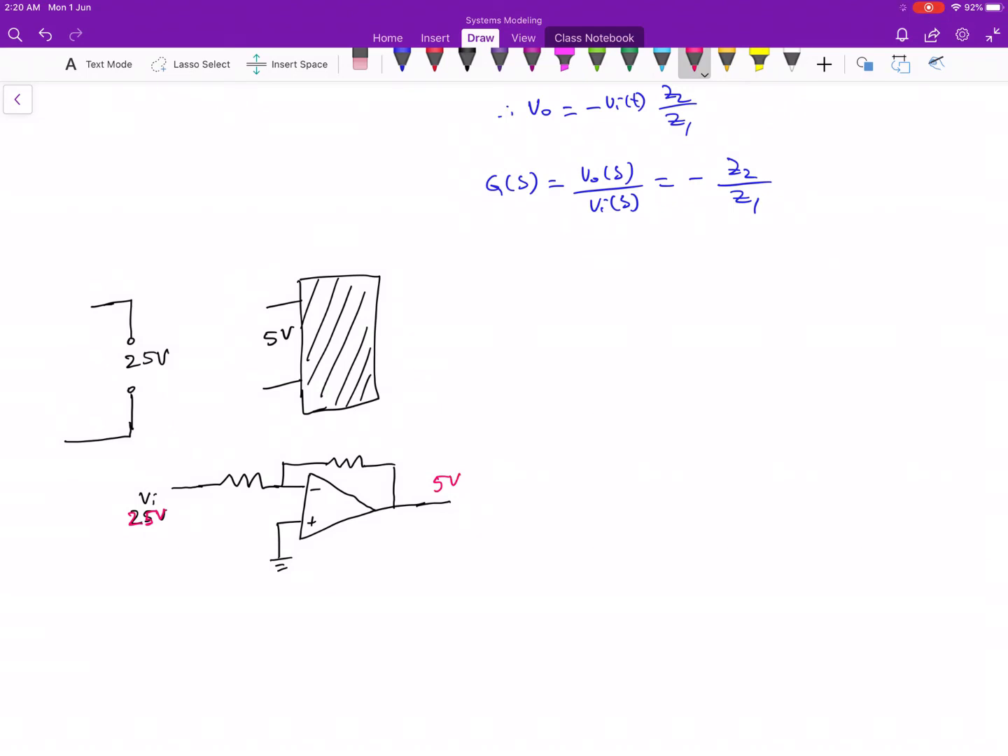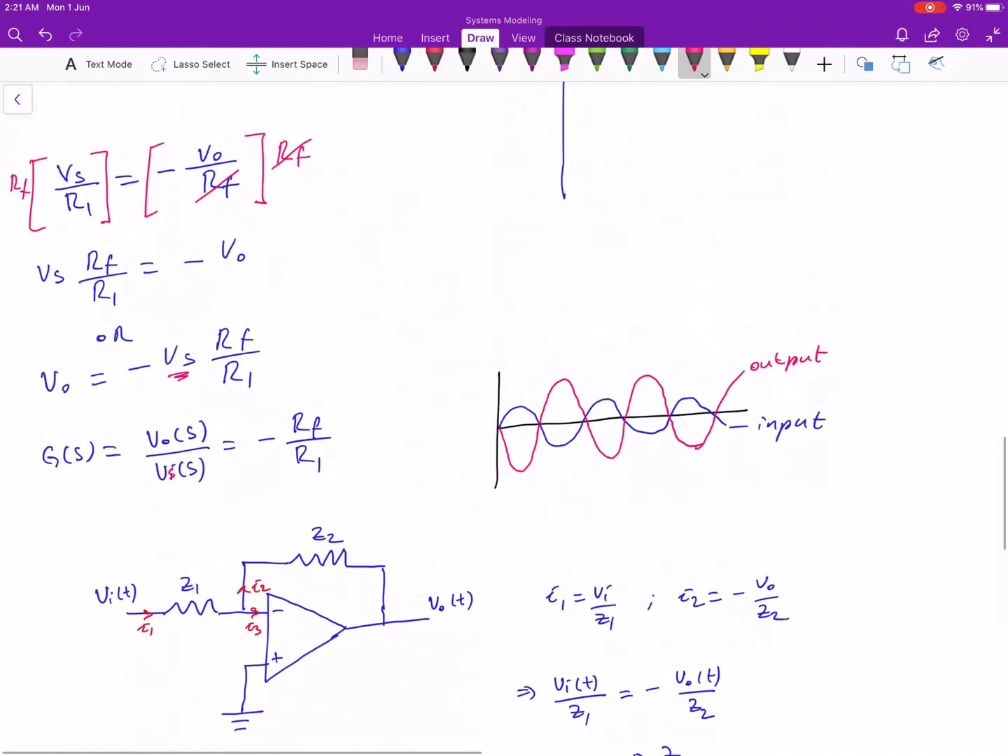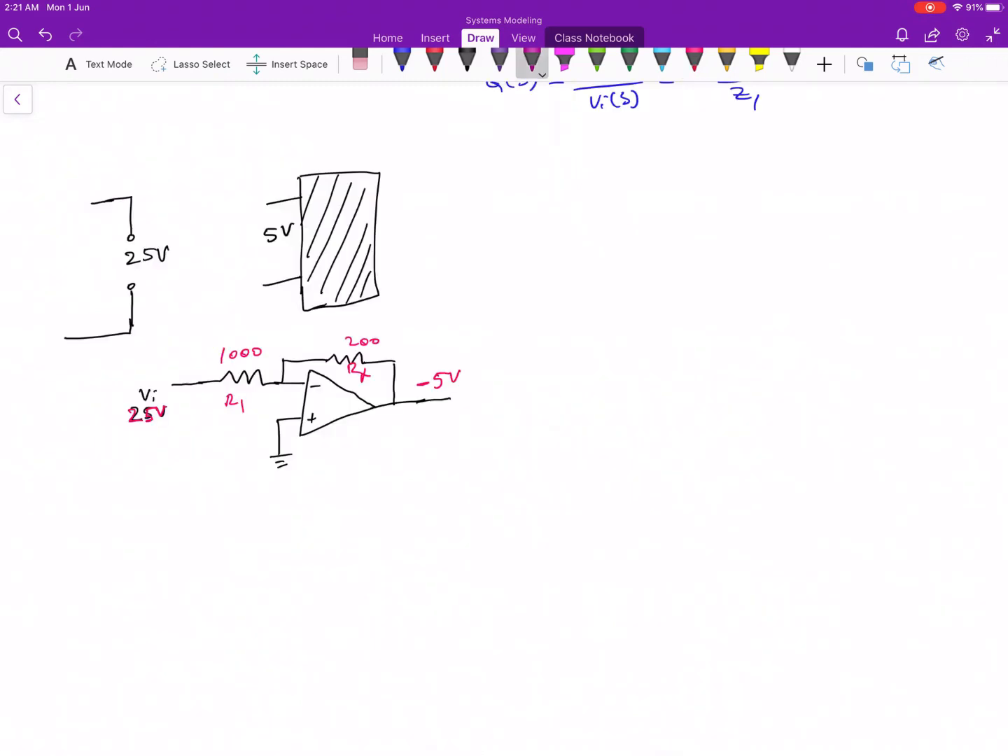We can see that we can have a ratio of a fifth, whereby we can say, okay, if we take R1 to be 1,000, and if we can take RF to be 200, this will give us this minus 5 volt. Because this is an inverting amplifier, we're going to have a minus 5 volt, as we've indicated here. Our output is always negative. But we don't want a negative output. What else should we do?